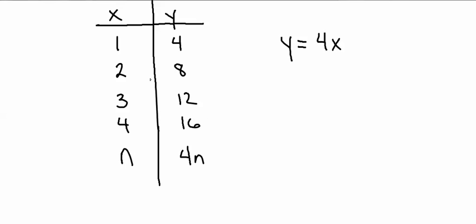You don't necessarily want to look at the relationship vertically. You want to look at it horizontally. What are they doing to every x? They're multiplying it by 4.